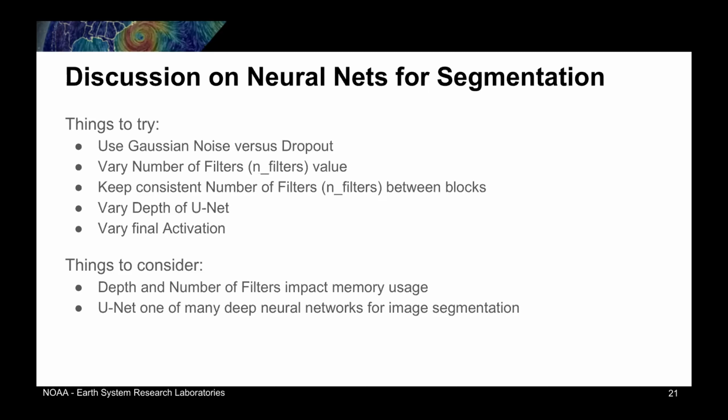Another thing you could try is varying the depth of your UNet. We showed an example here where our depth was five layers. We had C1 through C5 and then an expansive path back up. You can make these deeper, with more convolutional layers, or more shallow, depending on what type of capability you're looking for.